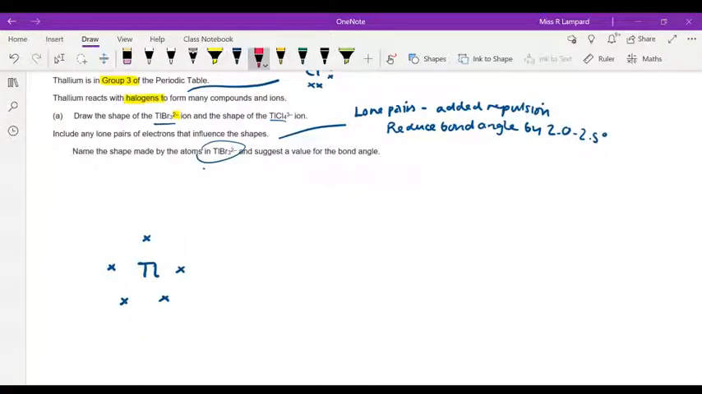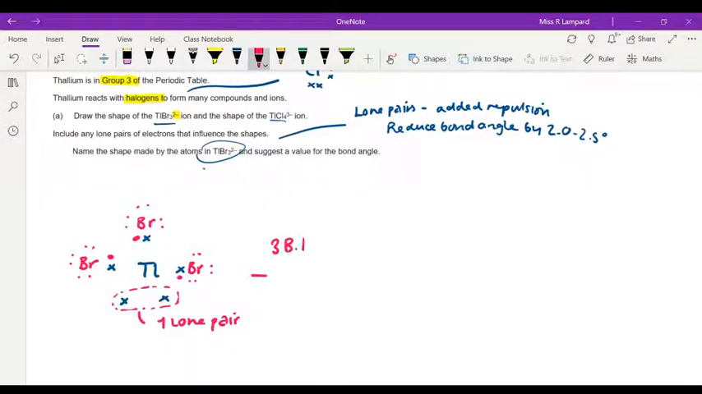So, here come my bromines. 1, 2, 3. You don't have to draw the rest of those valence electrons in the bromines, but I'm drawing them just for clarity at the moment. And then we're left here with these 2 electrons, which will form 1 lone pair. So here we've got 3 bonding pairs and 1 lone pair.